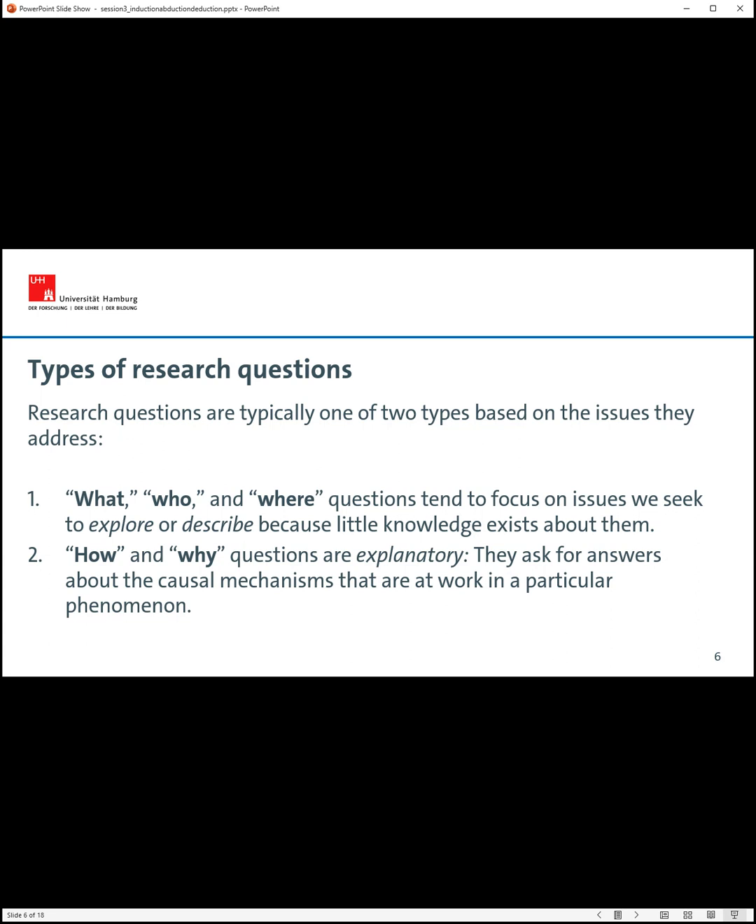What's happening? Who's been doing this? Where is this a case or where is this a problem are questions where we don't know the answer and we need to explore the answers and describe what is happening.